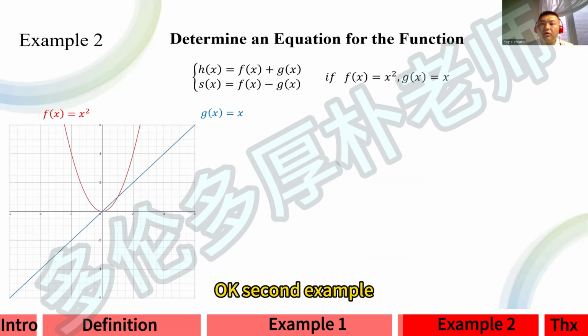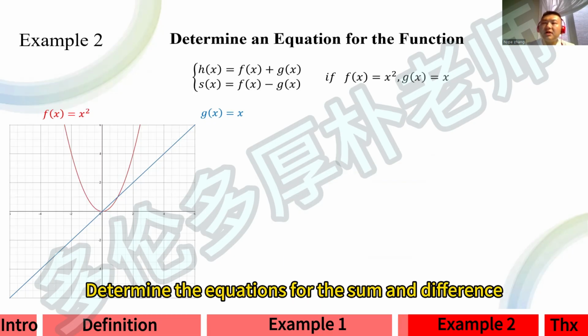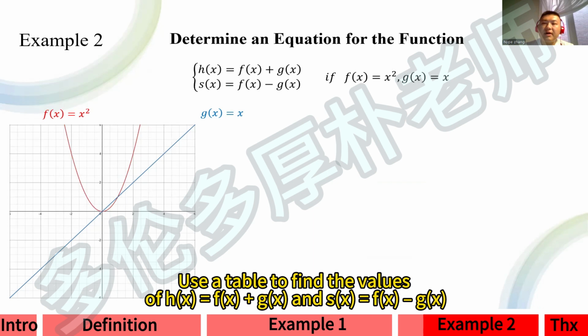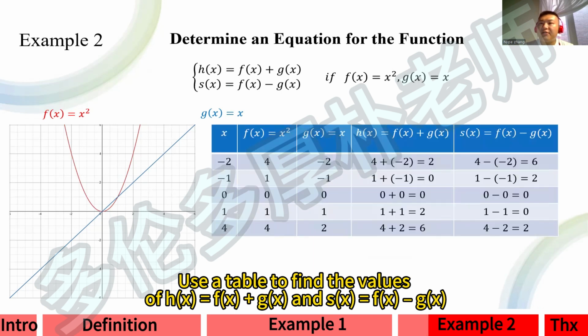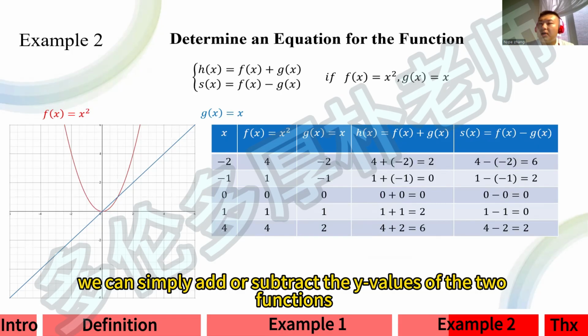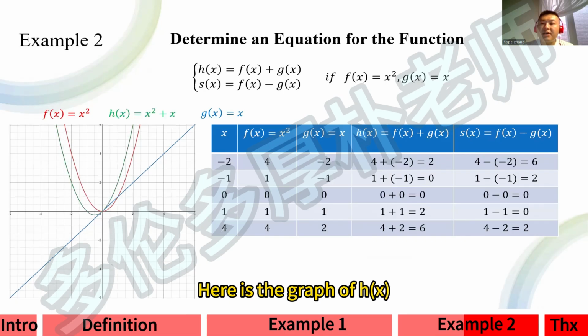Okay, second example. Determine the equation for the sum and the difference of the functions h(x) and s(x). Use the table to find the values of h(x), which is f(x) plus g(x), and s(x), which is f(x) minus g(x). The superposition principle tells us we can simply add or subtract the y values of the two functions. So here's the graph of h(x).